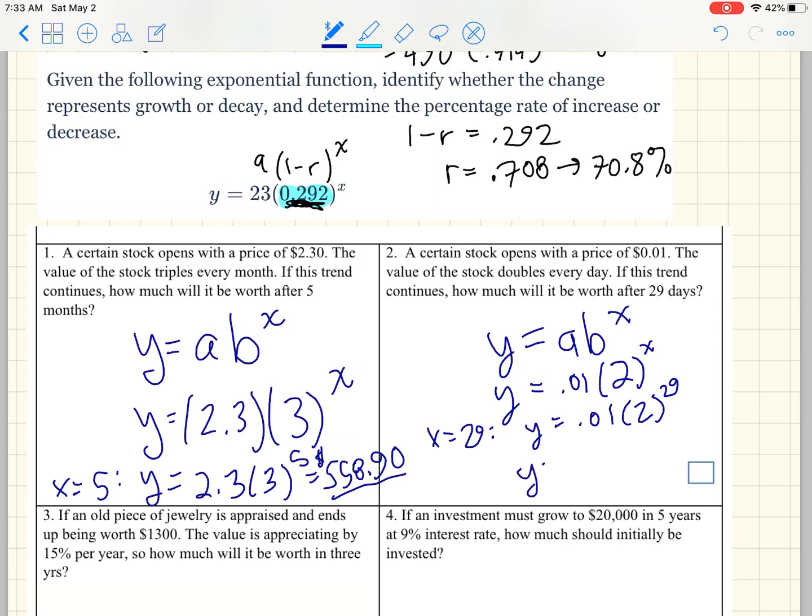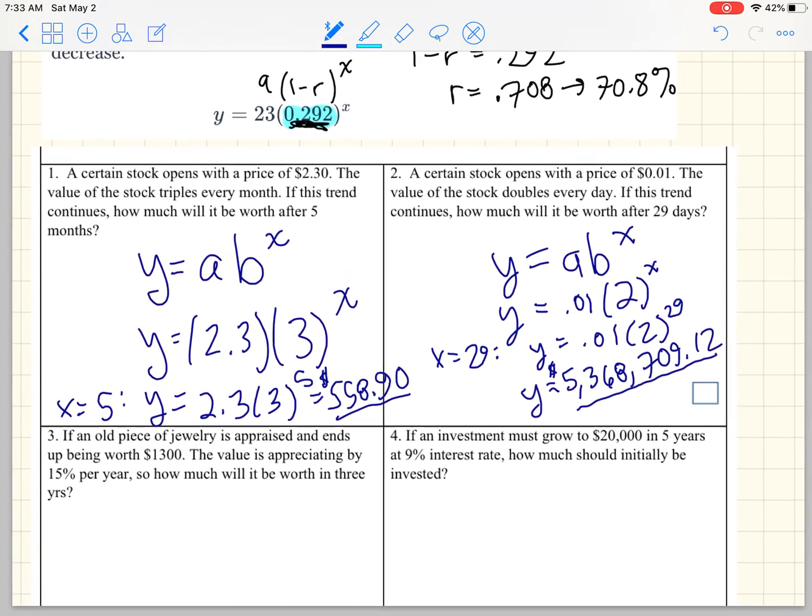It's actually, I think it's like 5 million. Yeah, 5,368,709.12. So just taking 1 penny after 29 days becomes 5 million if you were to double it every day. So you can see how exponential modeling grows things very quickly.